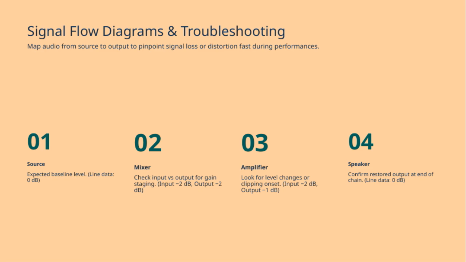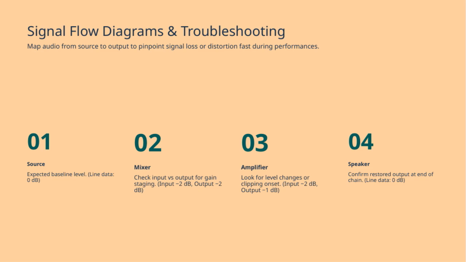Then we have the amplifier. The main focus here is to look for level changes or the onset of clipping. For instance, if the input is at -2 dB and the output is at -1 dB, that indicates a gain increase, but we also need to watch for clipping, which can distort the sound.